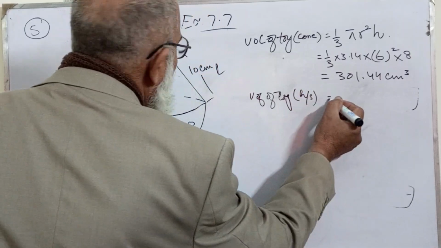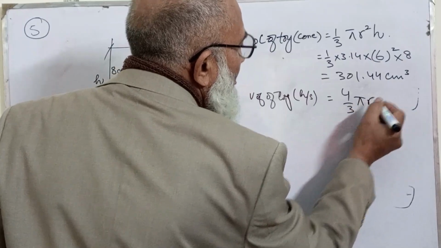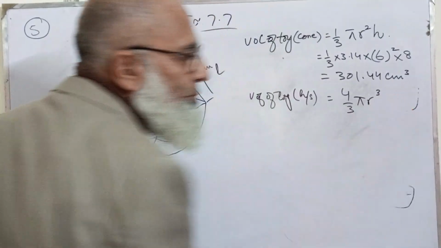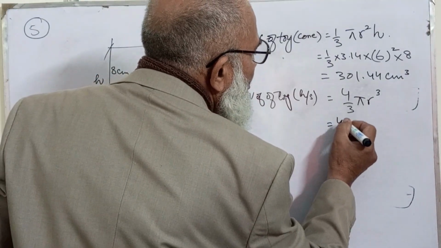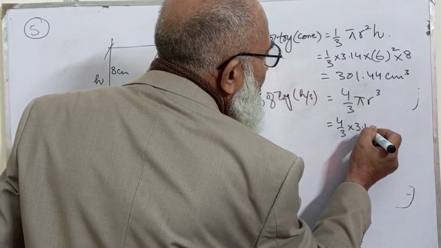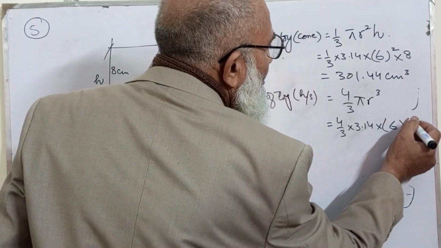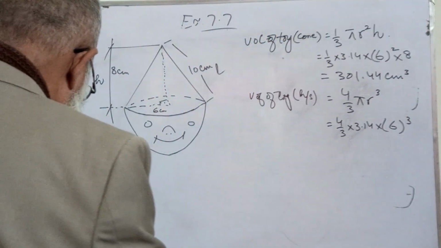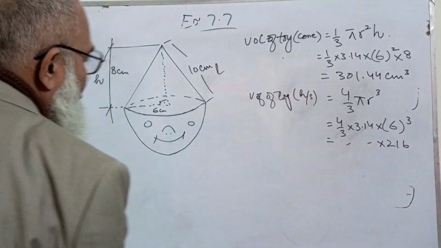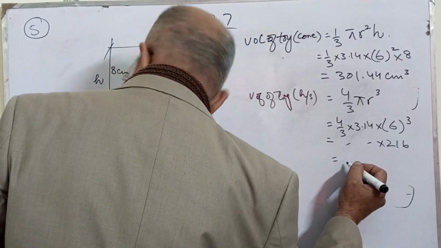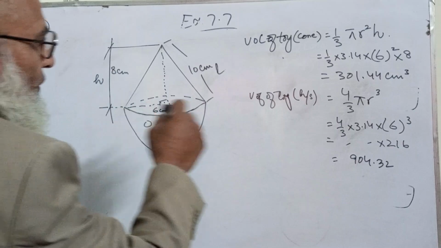Hemisphere, okay, hemisphere is this. So the formula is 4 by 3 pi r cube. 4 by 3 into pi into r is again this 6, and now this time it has to be cubed. Now 6 cube is 216. Rest of the things are same. That is equal to 904.32.